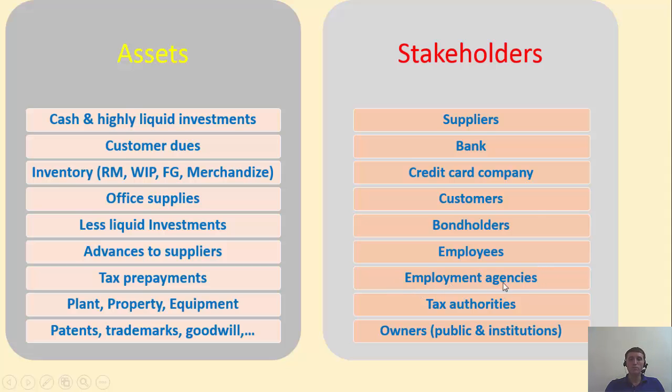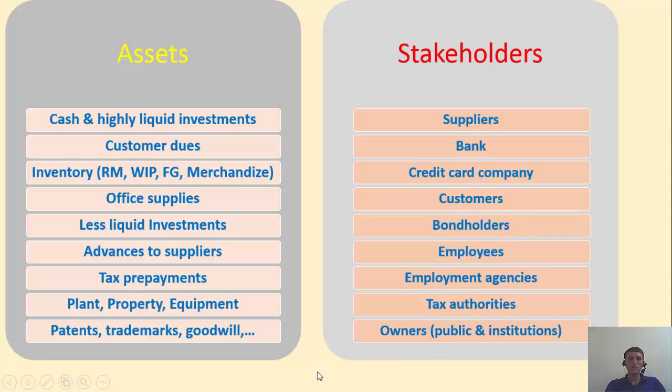Different kinds of employment agencies that collect, for example, payroll taxes from the firm. These have claims. Other tax authorities. And certainly the owners, whether they are members of the public or investing institutions. Okay, so again, it makes sense that the value of these resources equals the claims by these stakeholders.